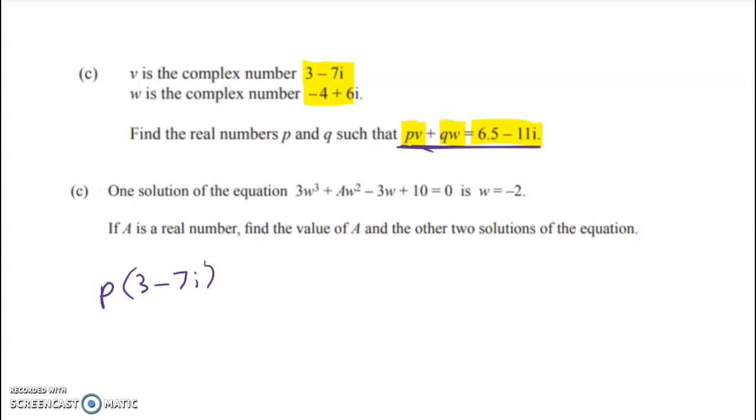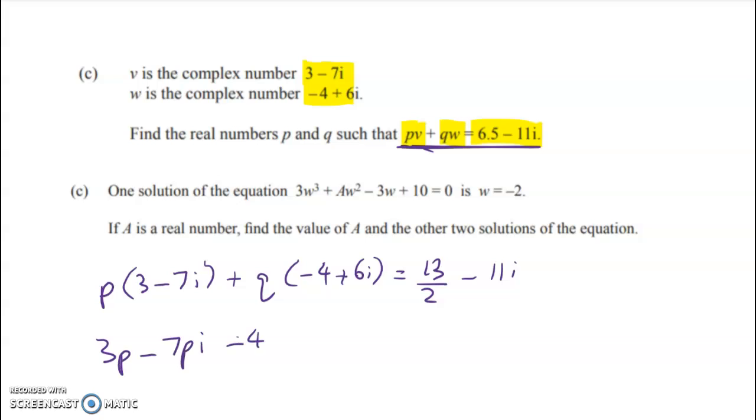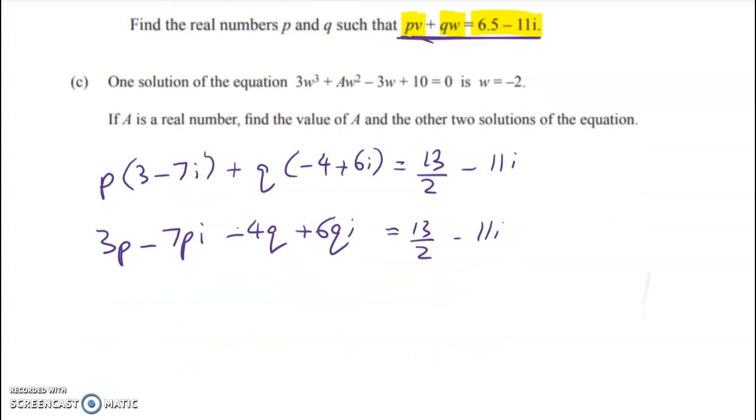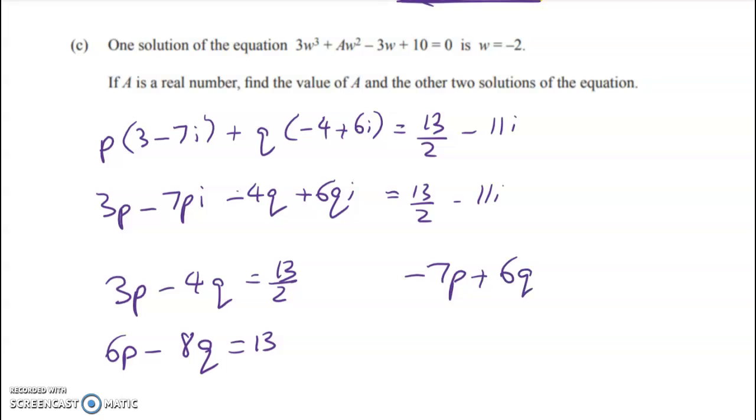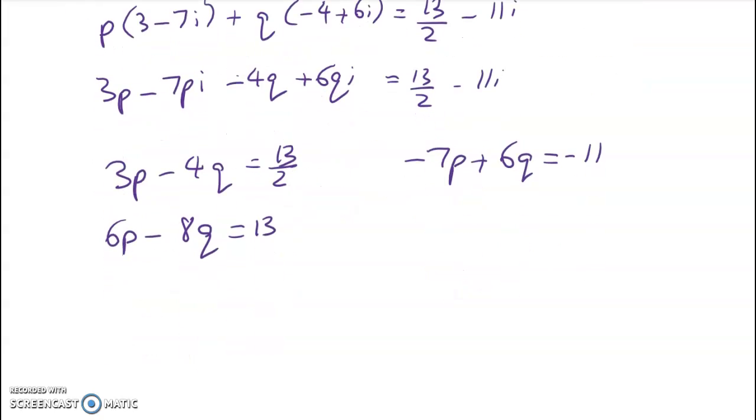P times 3 minus 7i plus Q times negative 4 plus 6i is equal to, now I'm going to write that 6.5 is 13 over 2 minus 11i. Now I'm going to expand and I'm going to get this minus 4q plus 6qi is equal to 13 over 2 minus 11i. Right, let's take out the real part. So we get 3p minus 4q is equal to 13 over 2. Cleaning that up gives me 6p minus 8q equals 13. For the imaginary part, we get negative 7p plus 6q is equal to negative 11. I'm going to write that one underneath this one, and then I'm going to solve simultaneously.